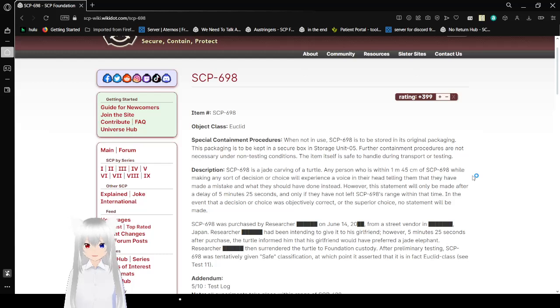Item number SCP-698. Object Class Euclid. Special containment procedures. When not in use, SCP-698 is to be stored in its original packaging. This packaging is to be kept in a secure box in the storage unit at O5. Further containment procedures are not necessary during non-testing conditions. The item itself is safe to handle during transport or testing.